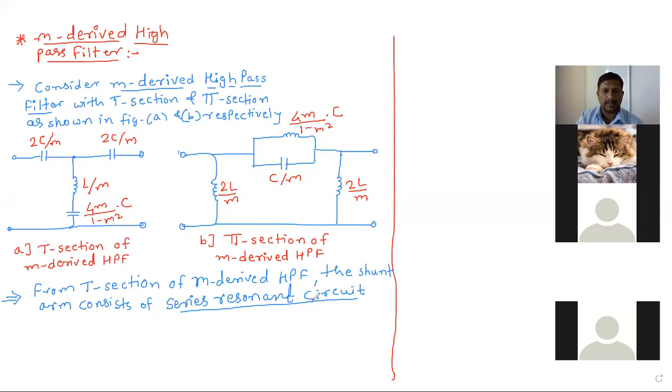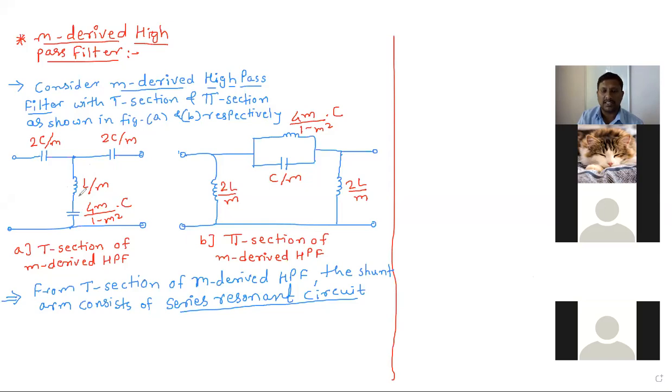Okay, from the T section of the M-derived high pass filter, the shunt arm consists of a series resonance circuit, which is shown here. It has the minimum impedance, therefore the output is 0 at the resonance frequency, and due to which we can get infinite attenuation. So we have already made a modification in the constant K type, so that the series resonance circuit gets formed.